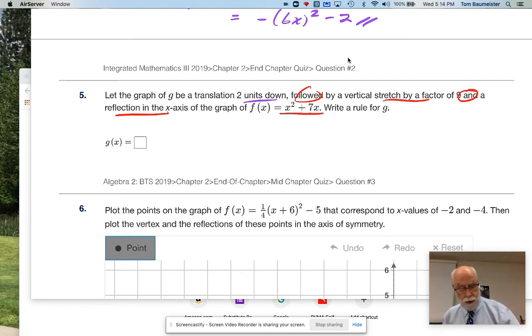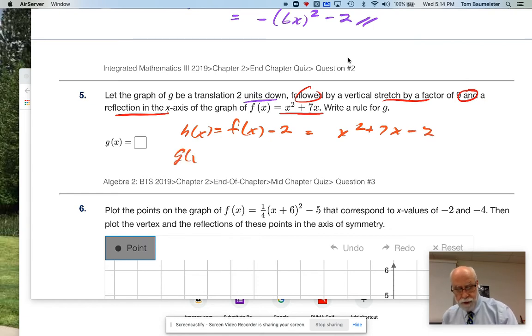So knowing that, I'm going to go and do h of x is equal to our f of x. Again, it's on the outside, I keep telling you. So we're going to say minus 2. So then we'll have x squared plus 7x minus 2.